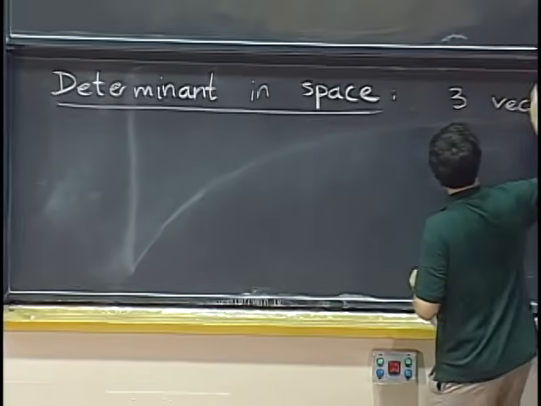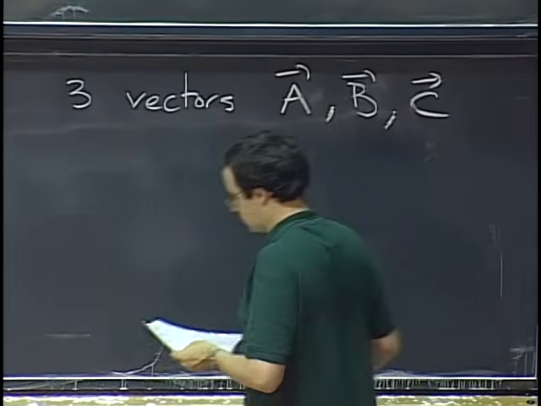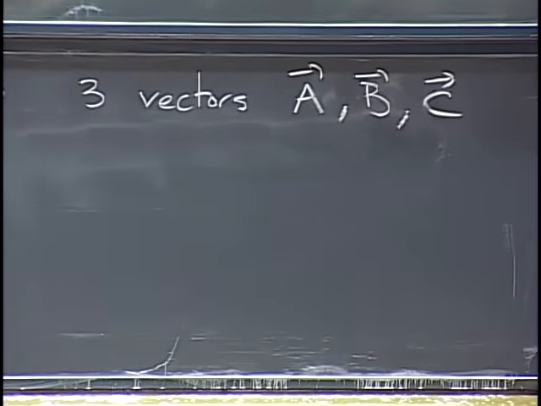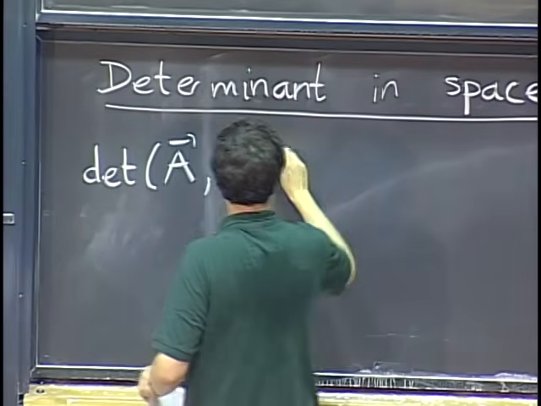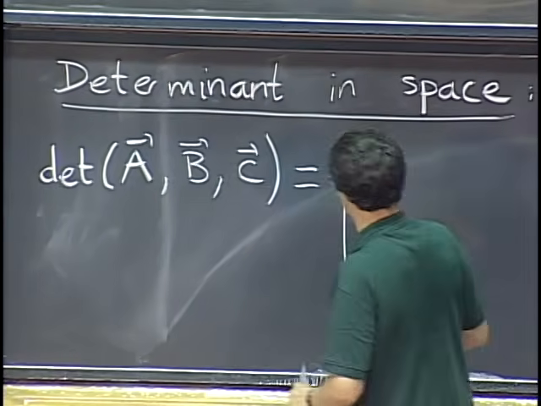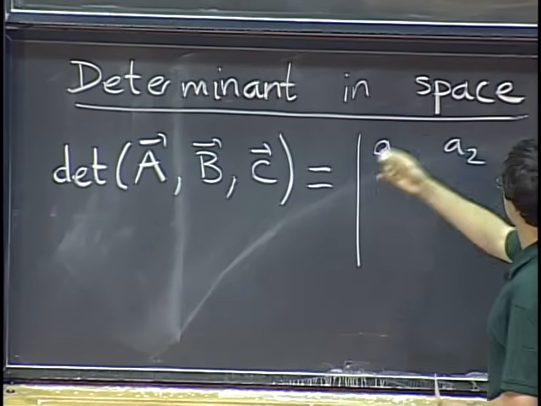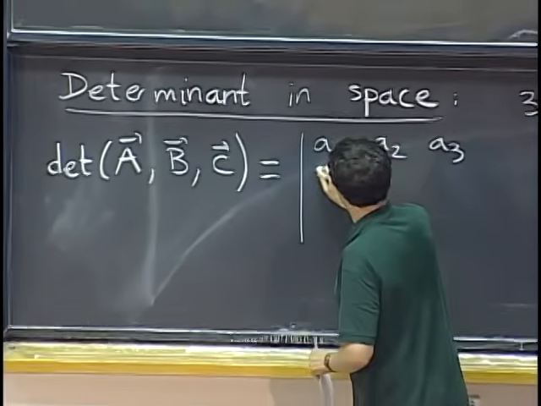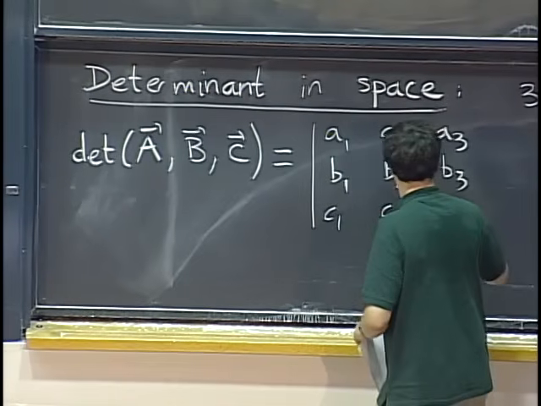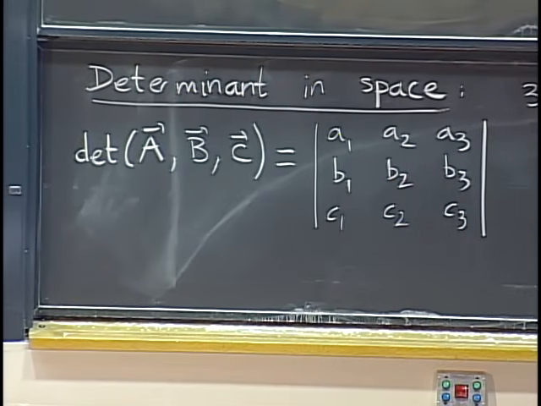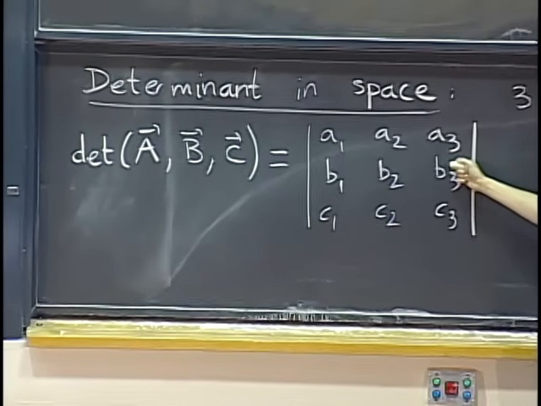So let's say that we have three vectors, A, B, and C. And then the definition of their determinant, the notation for that in terms of the components, is the same as over there. We put the components of A, the components of B, and the components of C inside vertical bars. And of course, I have to give a meaning to this. So this will be a number. And what is that number?